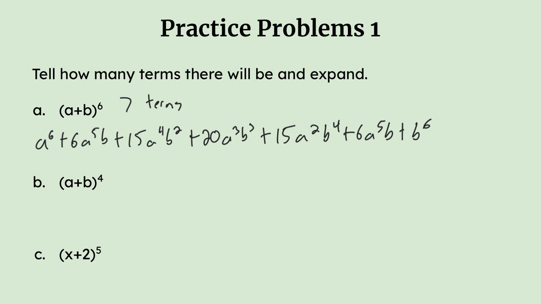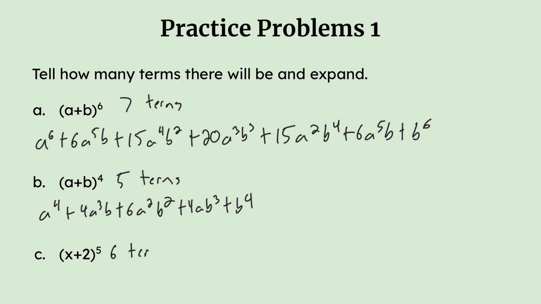Second one, we expect there to be 5 terms. So a to the fourth plus 4a to the third b plus 6 a squared b squared plus 4 a b cubed plus b to the fourth. And the last one, there's 6 terms.